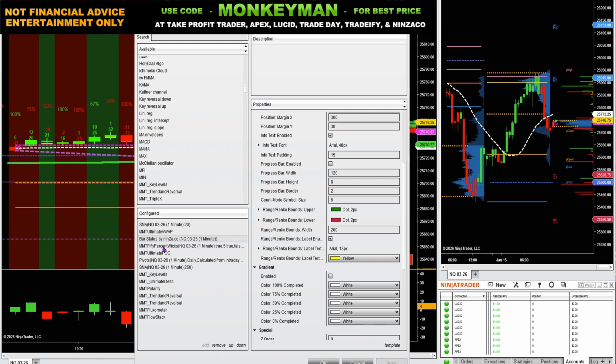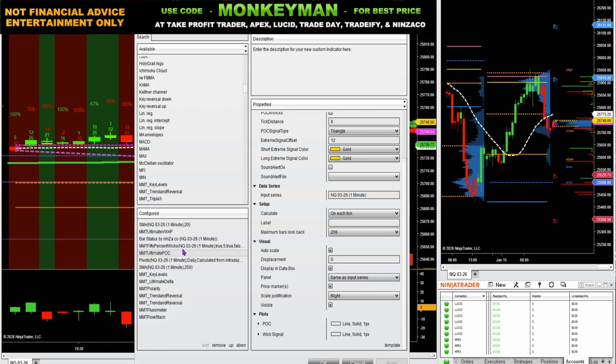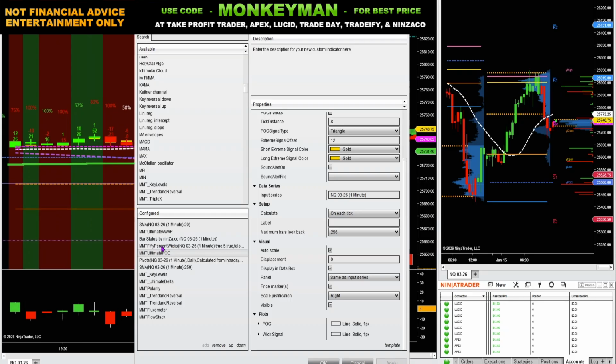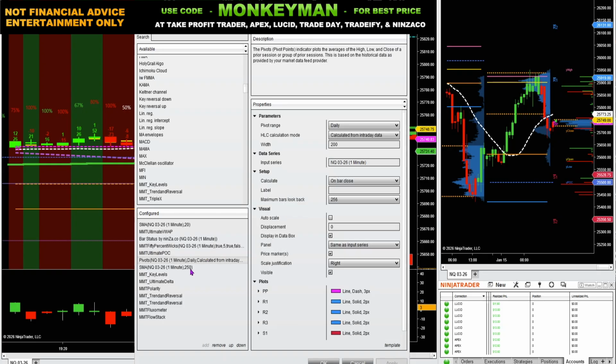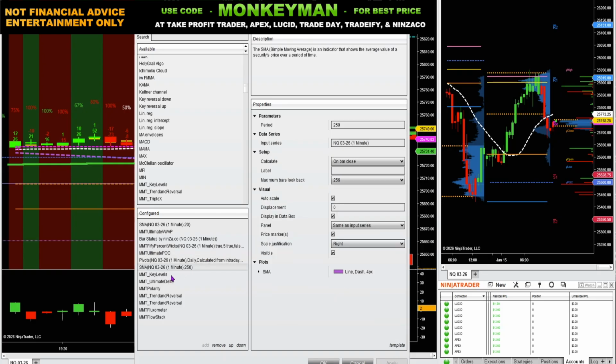They're a great company. I've got the 50% wicks on the chart, which is not available to the public. I am going to be adding this feature to the MMT 50/50 indicator at some point in the near future. I've got the ultimate POC on the chart. This is showing me where the point of control is on each candle. I've got the built-in pivots. I've got a 250 SMA.